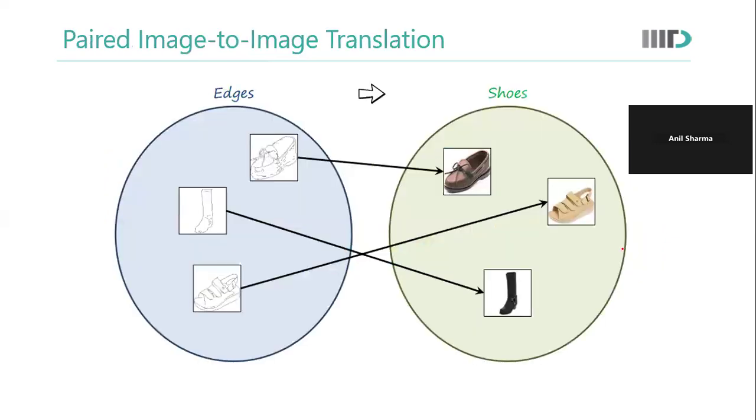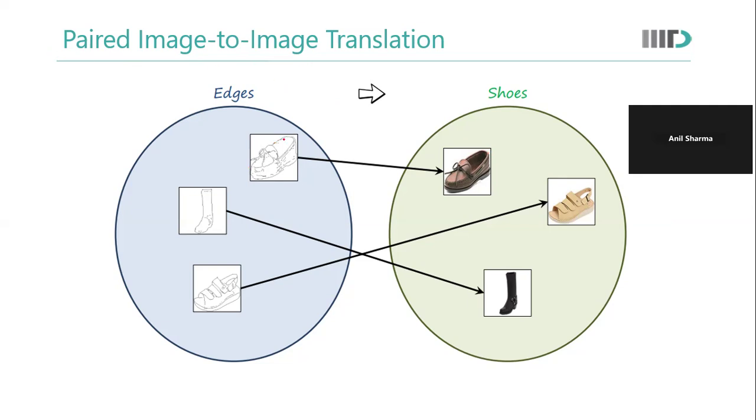So what is paired image to image translation? Let's say we have two domains of images. One domain is, let's say, the sketches or the edges of objects. The other domain is the corresponding photorealistic images. We know the correspondence between each image in the two domains. That means we know that these particular edges correspond to this particular shoe, and these other edges correspond to that particular shoe, and so on, right? So there is a pair between the two domains.